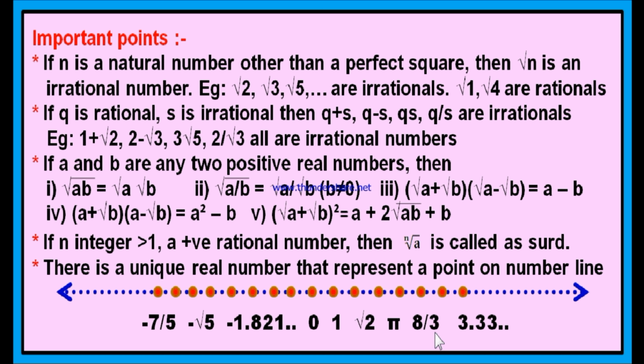This may be 8 by 3, it is a rational number. And this point is 3.333 and so on, it is also a rational number. It is non-terminating and recurring, therefore it is a rational number. You see, every rational number may be represented on the number line and every irrational number can also be represented on the number line. Understood? Is it clear? Very good.